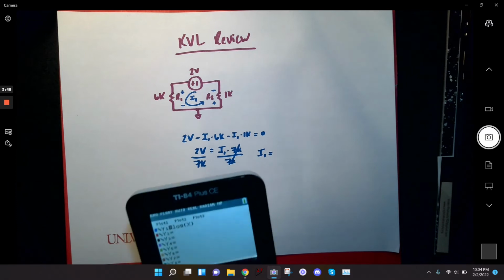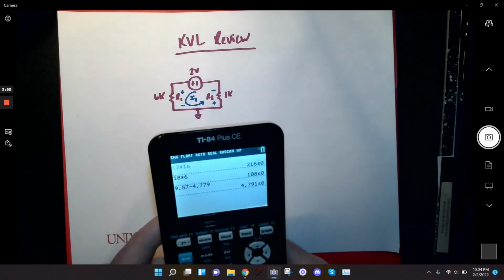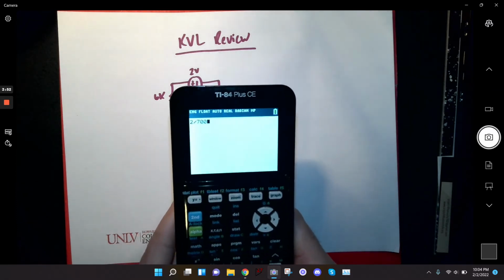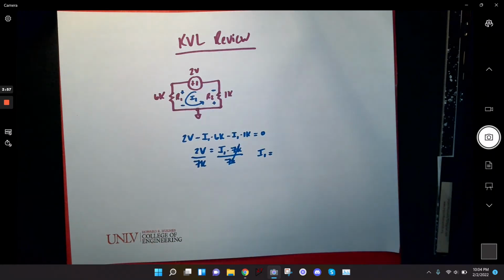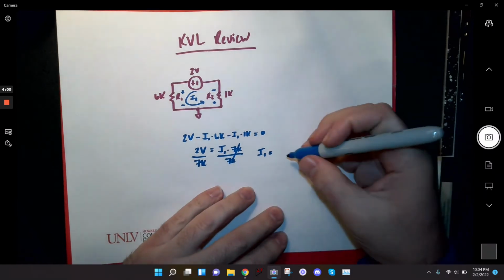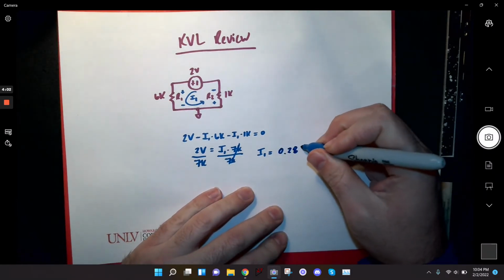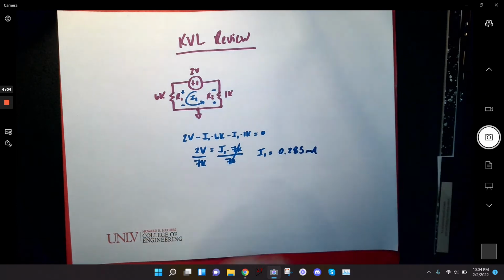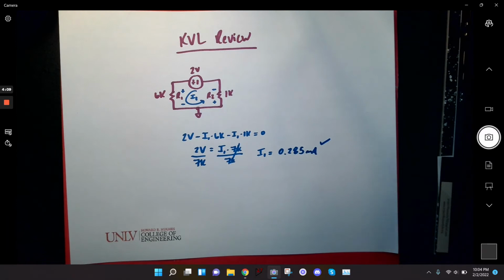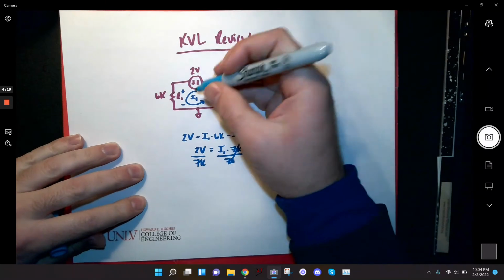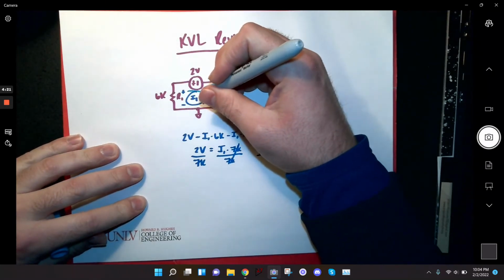So let's take a look. 2 over 7K is 285 microamps, so 0.285 milliamps. So that's my current. So now what would happen if I were to define the current in the opposite direction? Let's do it in another color. Let's say I defined my current, instead of flowing counterclockwise, flowing clockwise.